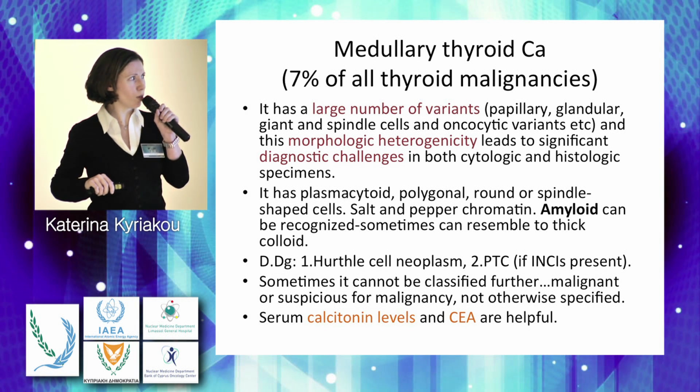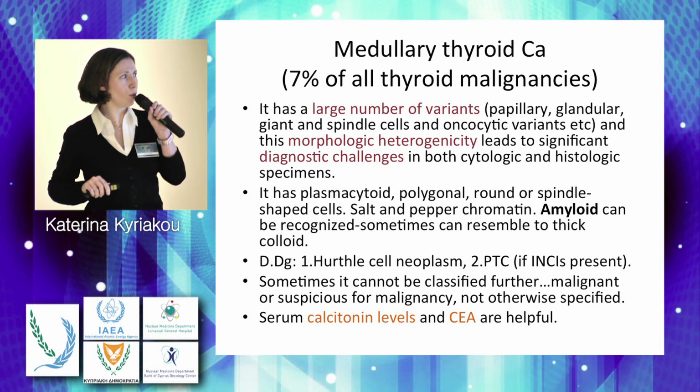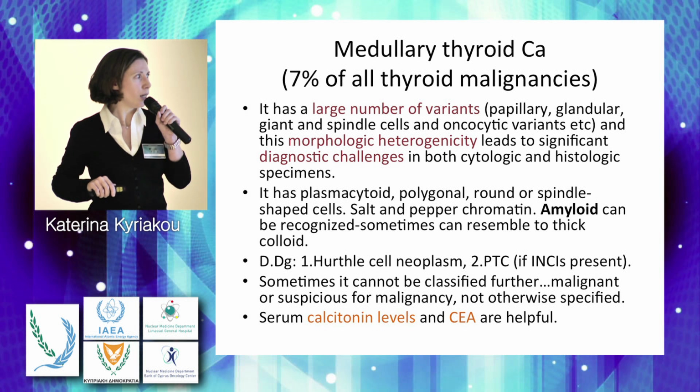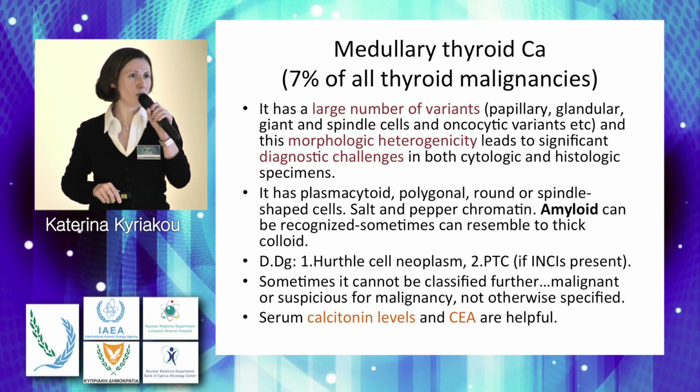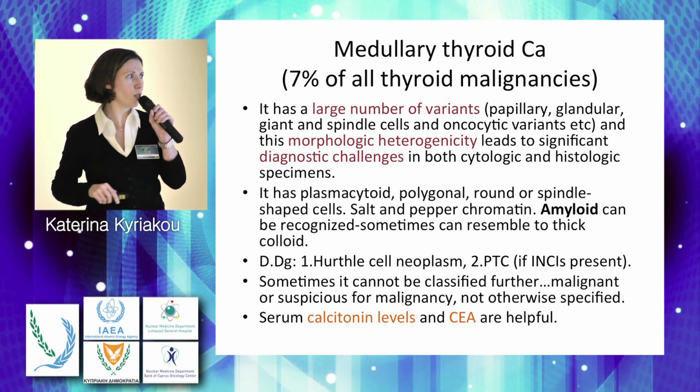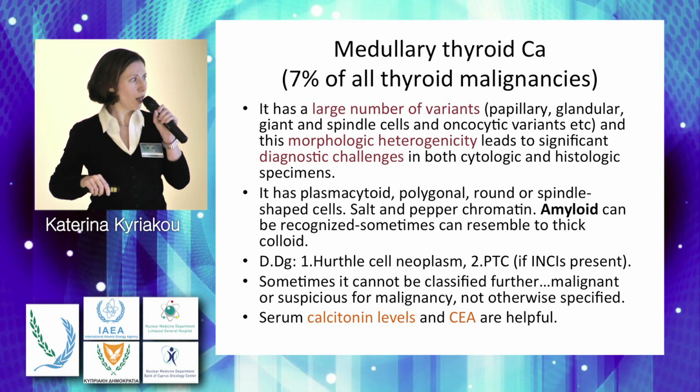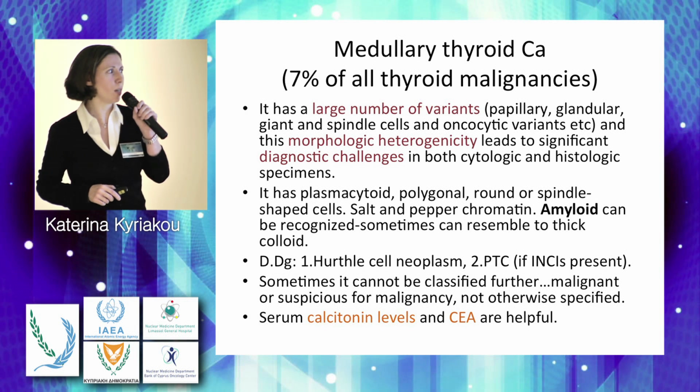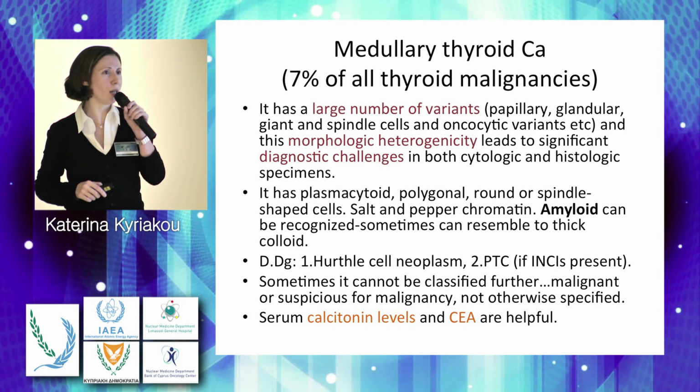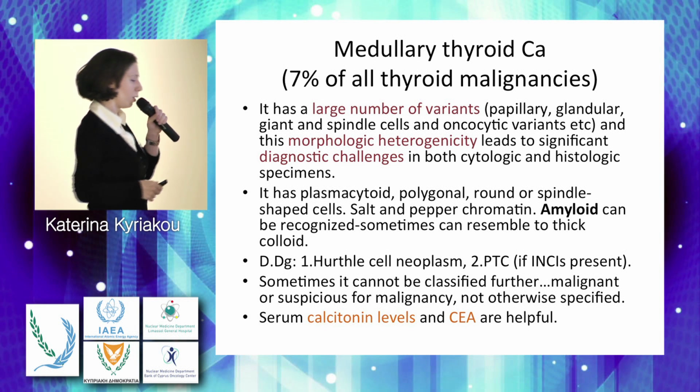The differential diagnosis includes Hürthle cell neoplasm and papillary thyroid carcinoma if we have intranuclear cytoplasmic inclusions. Sometimes we have inclusions in medullary thyroid CA. And sometimes we cannot classify further, so we say not otherwise specified. Very important are the serum calcitonin levels and the carcinoembryonic antigen levels. When the clinicians have a suspicion for medullary thyroid CA, it is very helpful to measure the serum levels of calcitonin.